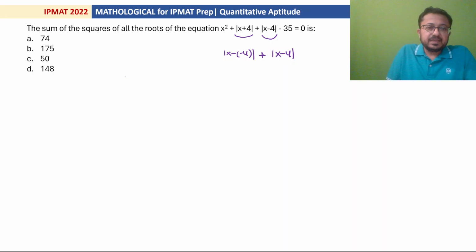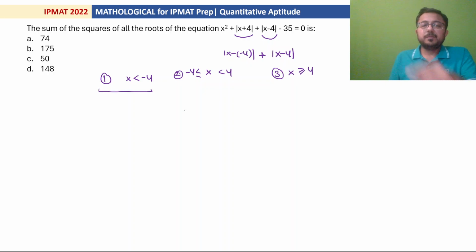So there will be three cases. First case, when x is less than minus 4. Second case, when x is between minus 4 and 4. And third case, when x is greater than or equal to 4. So we'll be solving for all these three cases. In the first case, when x is less than minus 4, both modules will be opening with a negative sign.